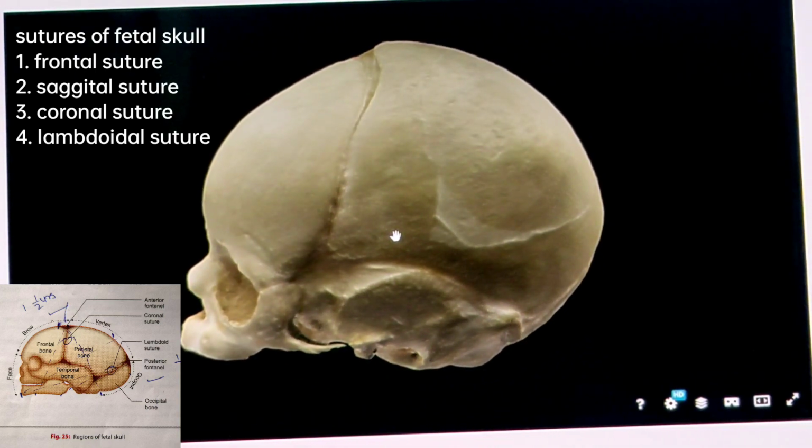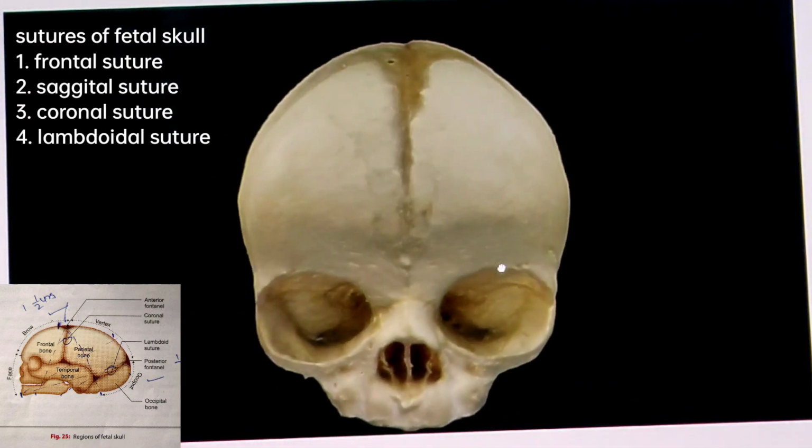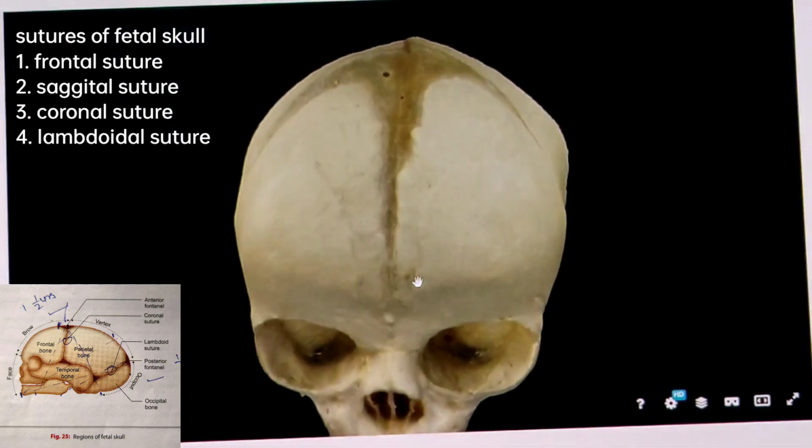First is the frontal suture. Which is the frontal suture? These are the two frontal bones, and this is the line, that is the suture. Two frontal bones are joining at this line, so this line is called the frontal suture. Then the sagittal suture.